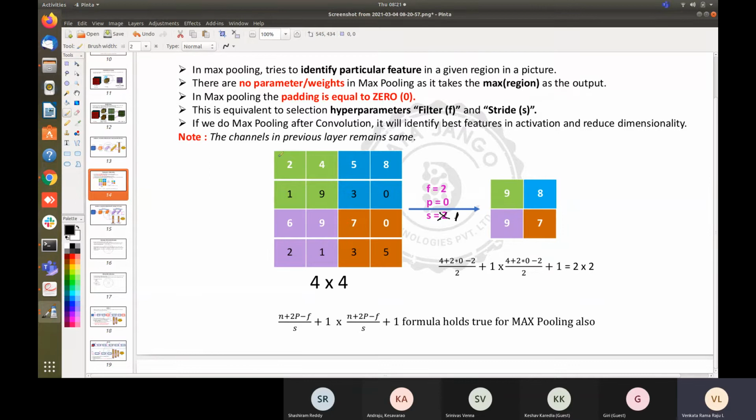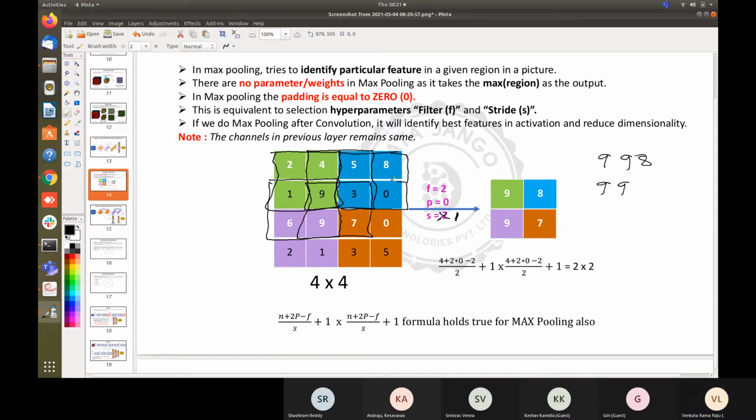If my stride was 1, what would have happened is, it would have taken the max of that area, right? That is 9. Stride is 1 means, if you don't specify stride, the max of that area is again 9, right? Max of that area is what? 8. It's a convolution I am doing. Okay, 9. Max of that area 9. Max of that area 7. Max of that area 9. Max of that area 9. Max of that area 7. This would have been the output.